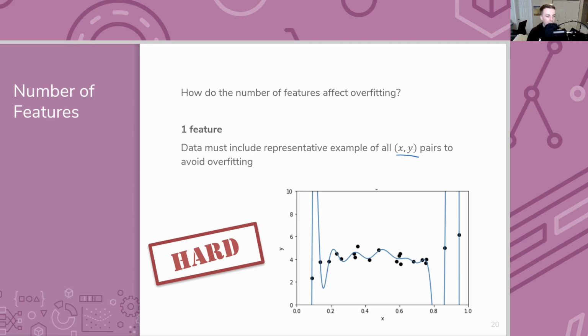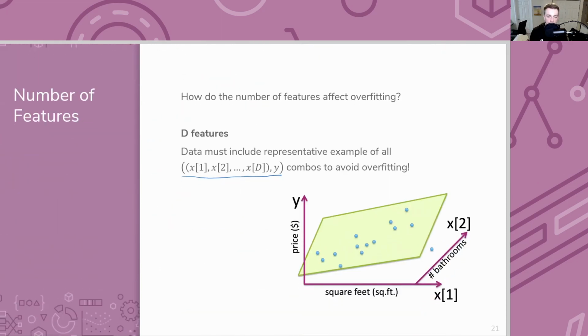And so a degree 14 polynomial is quite high degree. But you can imagine downloading data that has thousands or 10,000 rows, and you can get a nice, hopefully representative sample of the space. So this is difficult, but not unachievable. But once you start including other features, things get much, much harder.